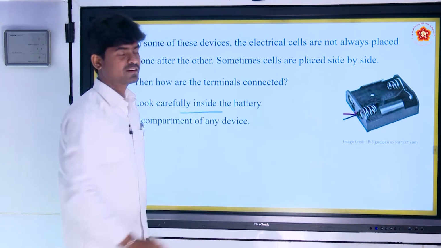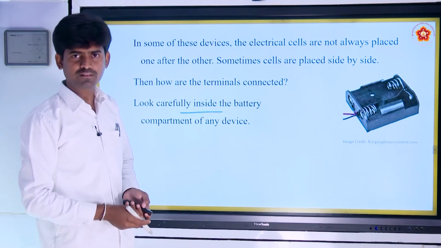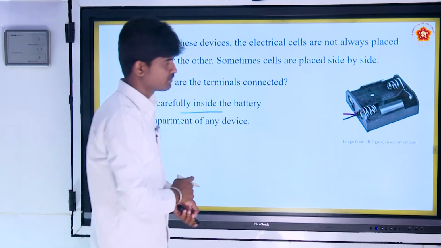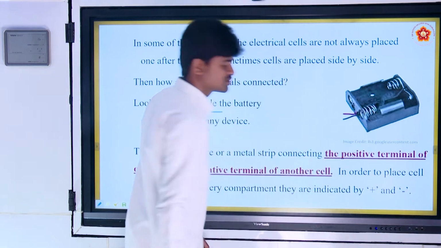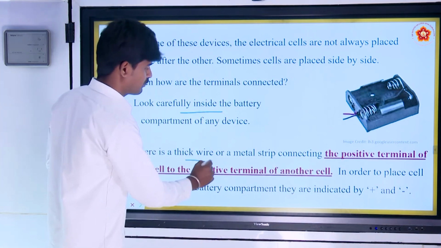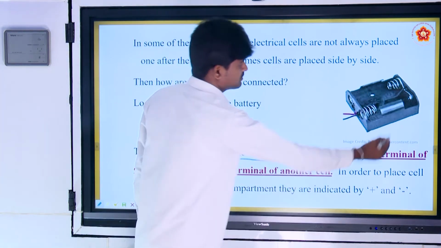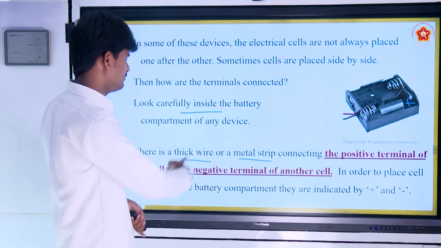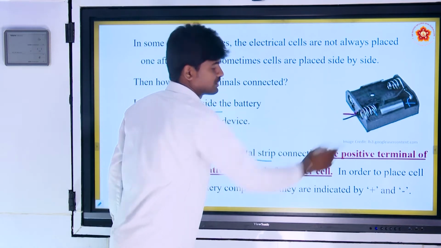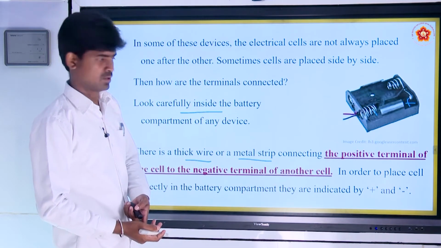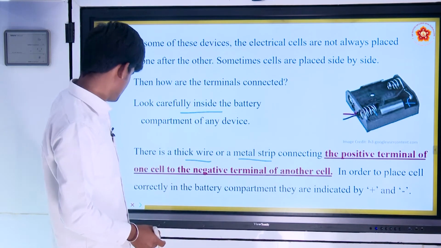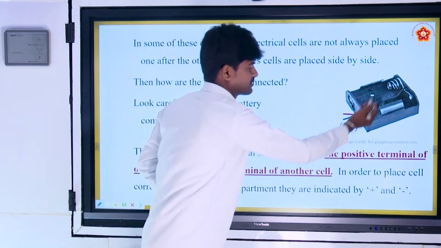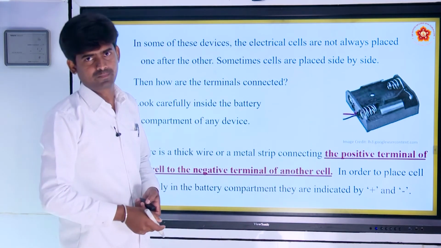Look carefully inside the compartment of the device. Yes, there is a metal strip. There is a thick wire or metal strip connected to the positive terminal of the cell, and the other end is connected to the negative terminal of the cell. So, to make it easier to indicate, they have given a plus and minus.